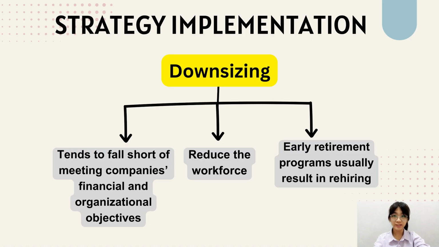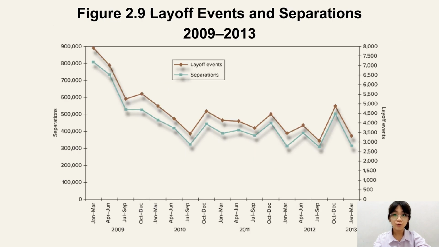My name is Yeow. Now, I will continue the part on strategy implementation. Downsizing first tends to fall short of meeting companies' financial and organizational objectives. Second, reduce the workforce. Third, early retirement programs usually result in rehiring. Next, Figure 2.9, layoff events and separation from 2009 until 2013.